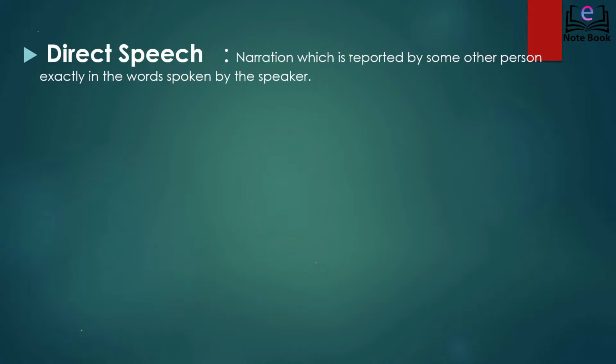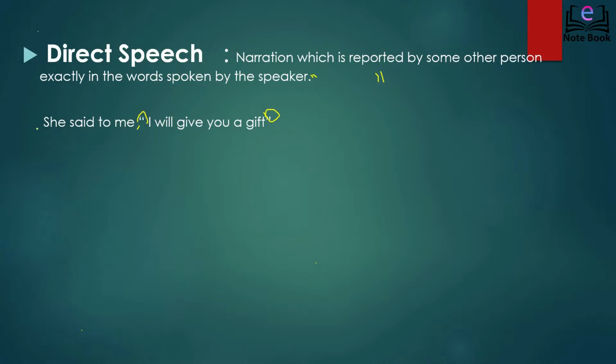Narration which is reported by some other person exactly in the words spoken by the speaker, which are put inside the inverted commas. For example, here we have a sentence, she said to me, comma, I will give you a gift. Now, the words which are spoken by the speaker are put inside the inverted commas. This is the form of direct speech.